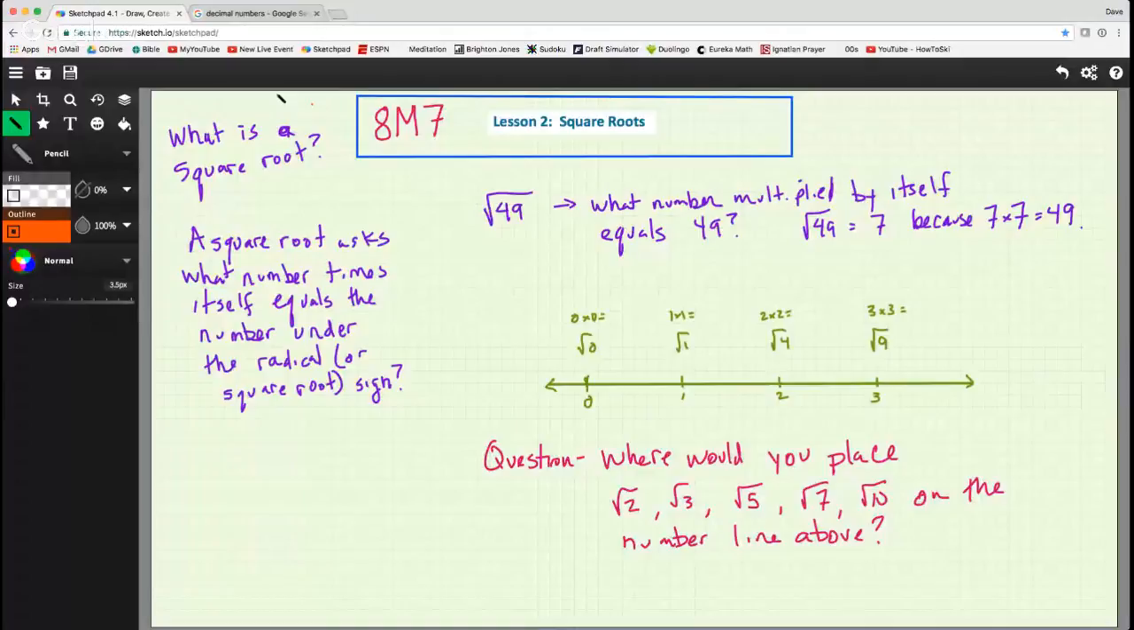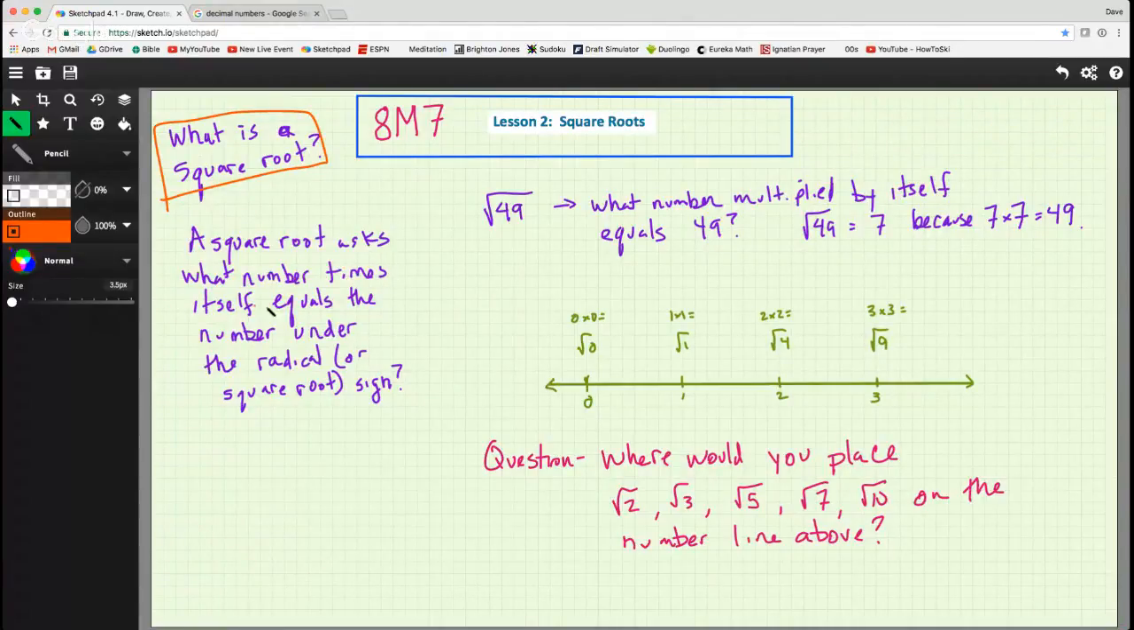So what is a square root? We asked the question, what is a square root? A square root asks this question: what number times itself equals the number under the radical or the square root sign? So when we see this, what does it mean? It means what number multiplied by itself is 49? That's what this means. And so the square root of 49 must equal 7, because 7 times 7 is 49.